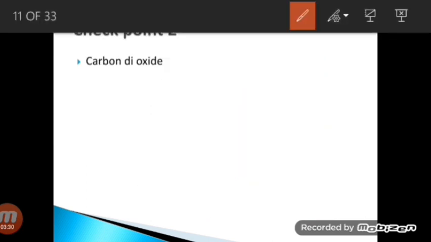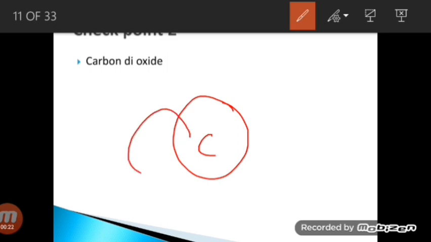Next checkpoint is about carbon dioxide. In case of carbon dioxide, carbon is connected with 2 oxygens. Di means 2, oxide means oxygen. So there are 2 oxygens connected with carbon, and this molecule has sharing of electrons and covalent bonding. So this is how it's going to be represented. We are having carbon connected with 2 oxygens.